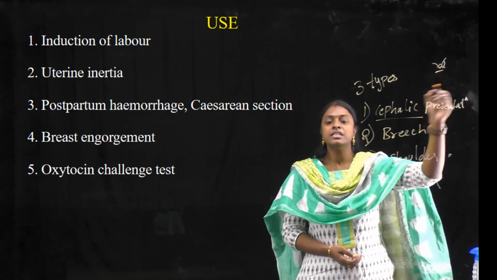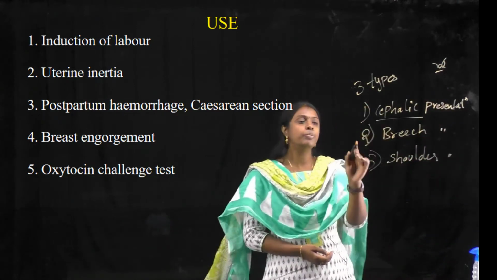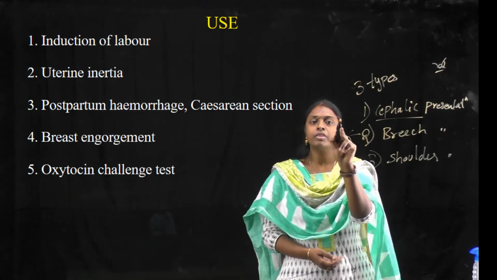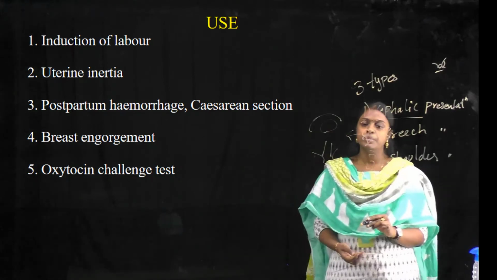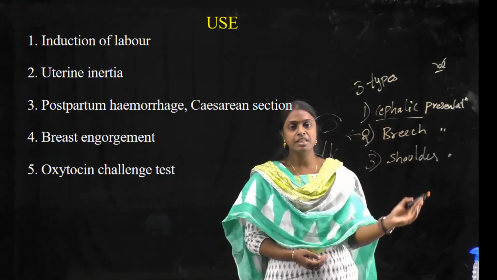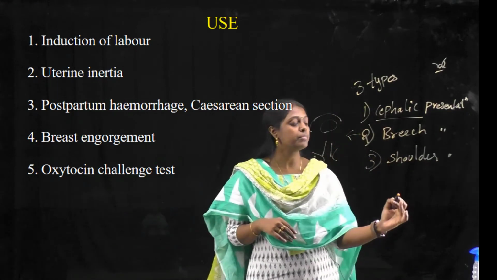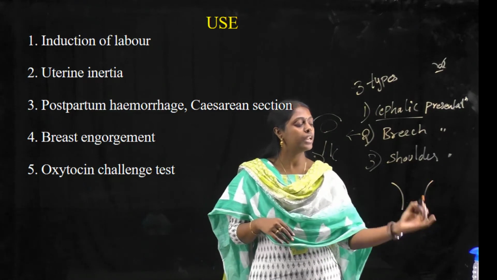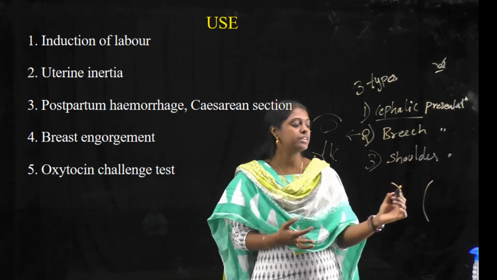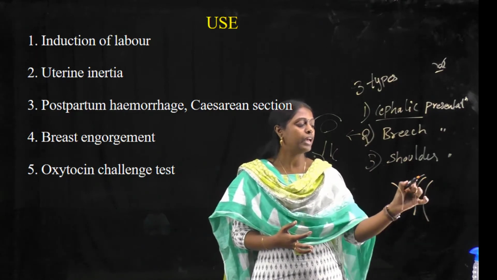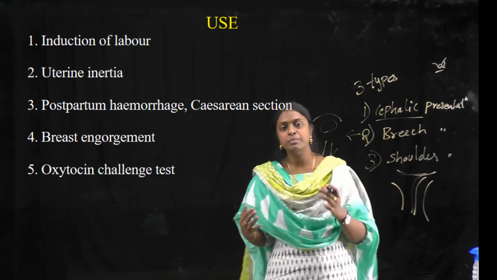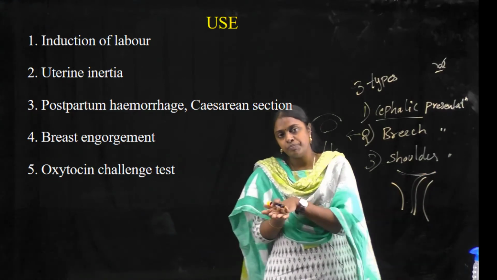So this is cephalic. When it comes to breech, here the head will be towards the fundus and legs will be towards the cervix. When it comes to shoulder presentation, in this, the baby's shoulders and arms will be near the cervix, like the arm will be like this, this will be the shoulder, and the baby will be lying like this across the uterus.